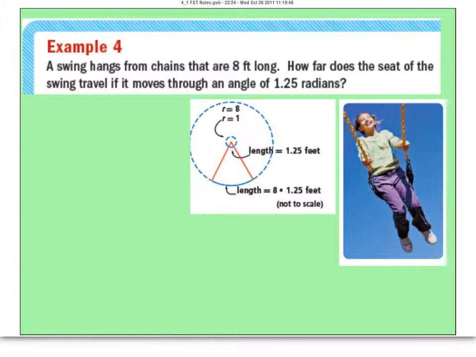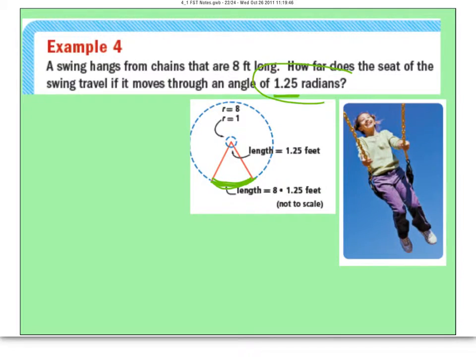Let's wrap it up with this example. A swing hangs from a chain that's 8 feet long. So we see the length of the chain right here is the radius of the movement. How far does a seat travel if it moves at an angle of 1.25 radians? Now, this radian movement doesn't have the pi's, so it's how many radii it moves. So that's about 1 radius and another quarter. So they want to know that distance or the length.